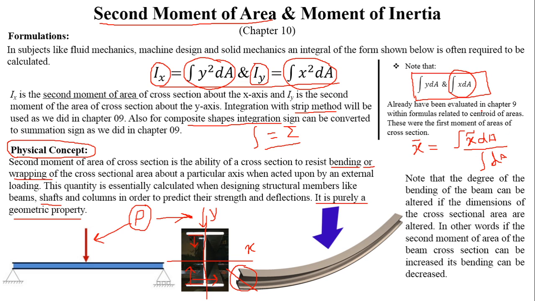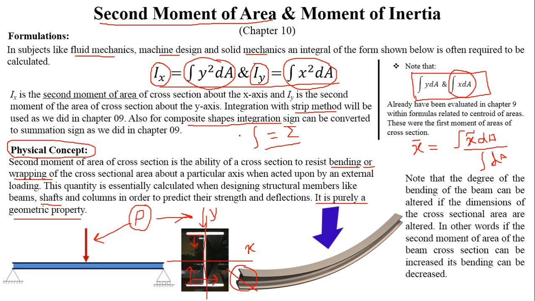The first moments of area, integrals of this type, integral of x dA, integral of y dA, are just related to the centroid. They have nothing to do with bending. It is the second moment of area that represents the ability of a cross section to resist bending. You will be using these kinds of integrals in fluid mechanics, machine design, solid mechanics, etc. Therefore, it is important for us to learn the methods by which we can calculate these integrals.